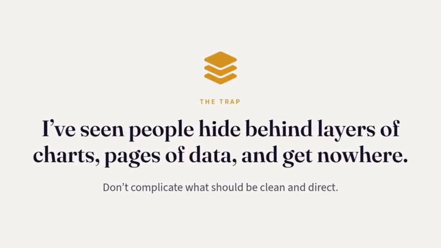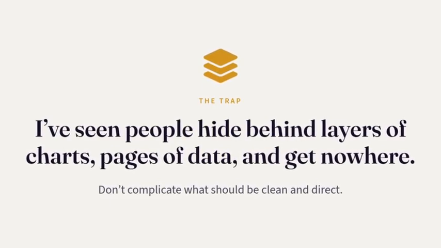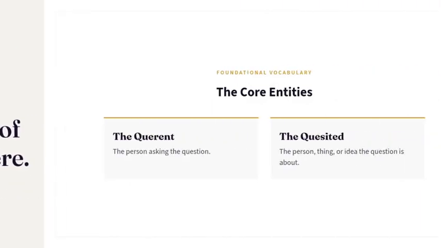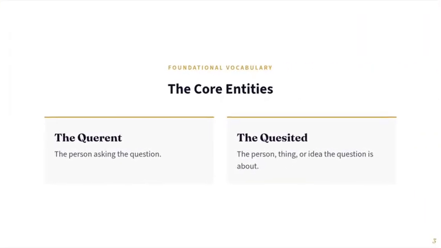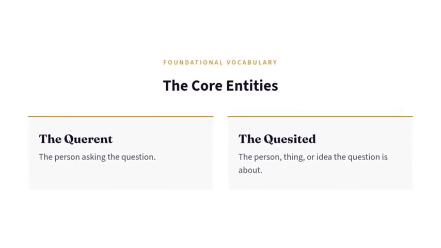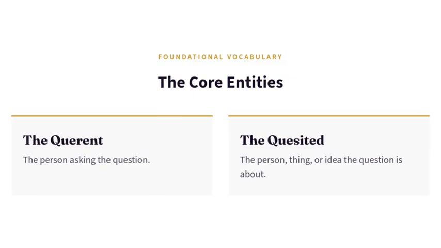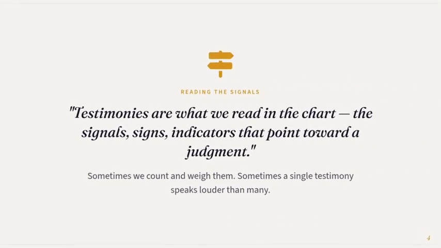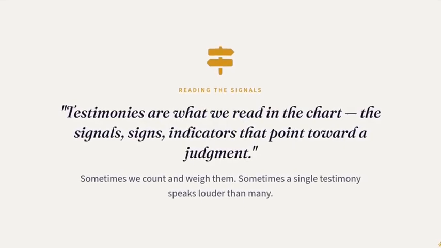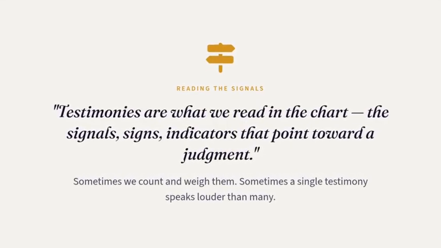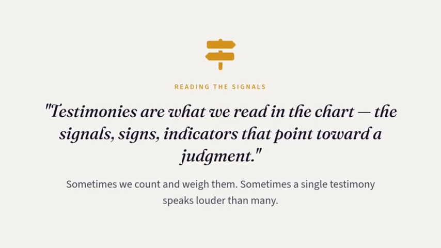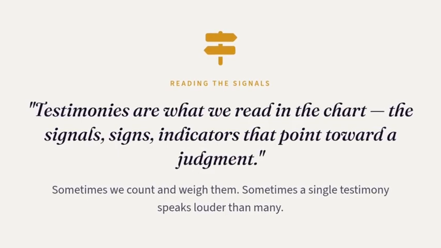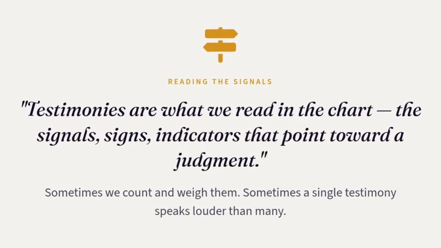Before we get into casting charts and giving answers, let us get a clear understanding of some key terms. The Querent is the person asking the question. The Quesited is the person, thing, or even the idea the question is about. Testimonies are what we read in the chart. The signs, the signals, the indicators that point toward a judgment. Sometimes we count and weigh them. Sometimes a single testimony speaks louder than many.